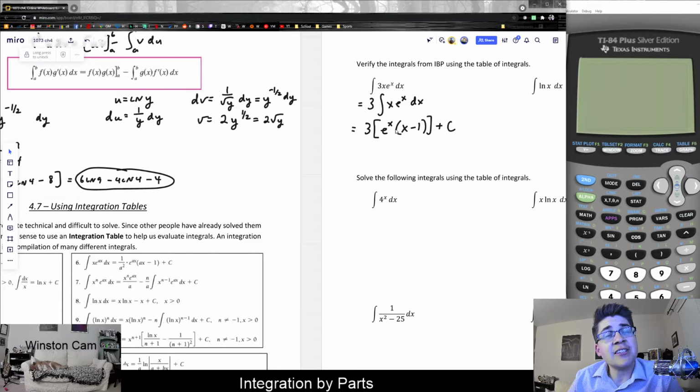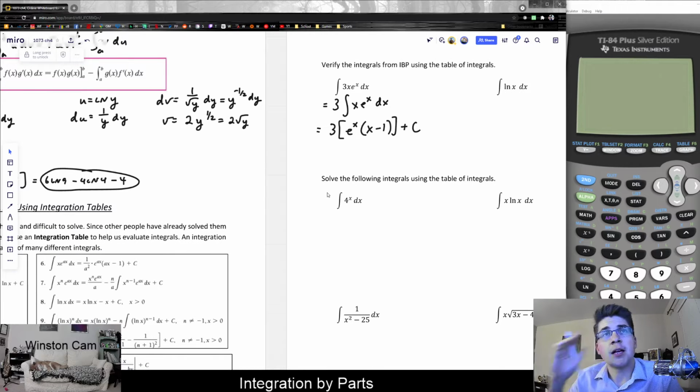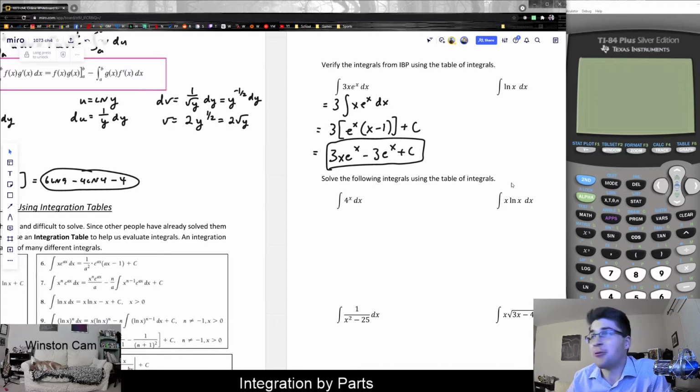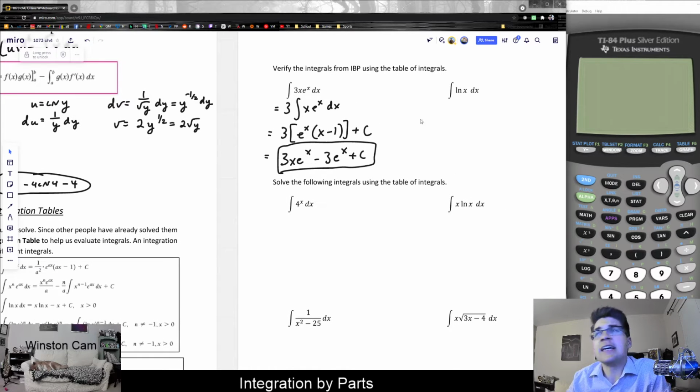Actually, this looks a little different than the answer we got in class. I don't have it here on my computer notepad. But if we were to distribute this all out, notice I would have 3 e to the x times x, which I'd usually write as 3x e to the x. And then 3 e to the x times 1 is just minus 3 e to the x. If you go back and look at your notes from live class, I'm pretty sure that is exactly what we got. It's been a few hours since we had class, but there we have it.